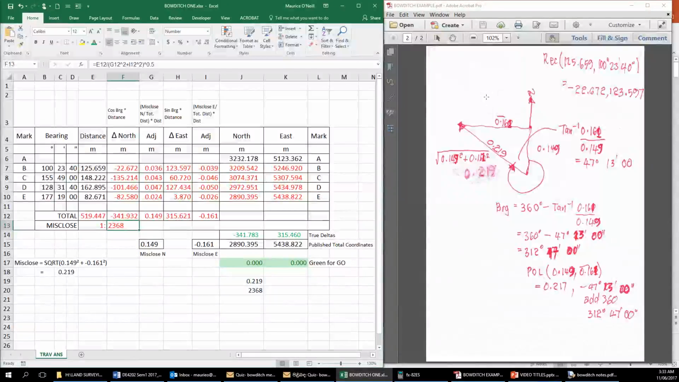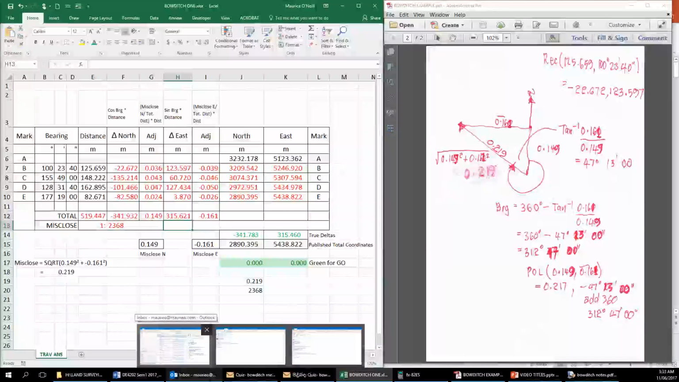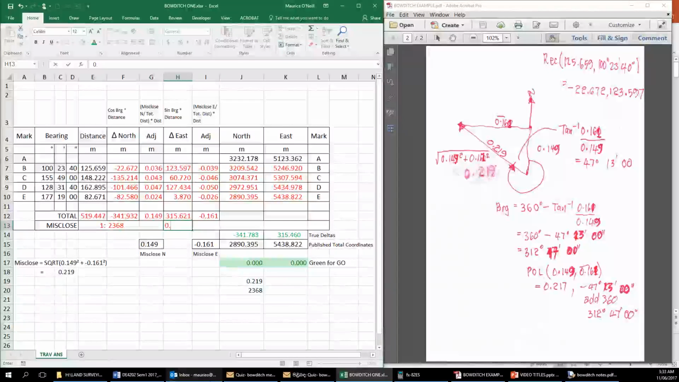Now, when I do this with my students here in New Zealand, I also like to ask them to give the bearing and distance of the misclose. So in this case here, I should perhaps write it down in here actually. So it'll be 0.219, which I've forgotten to fix there. That should be a 9.